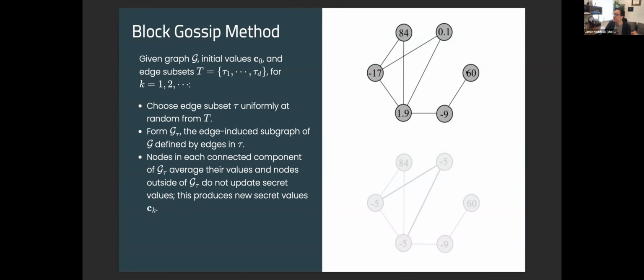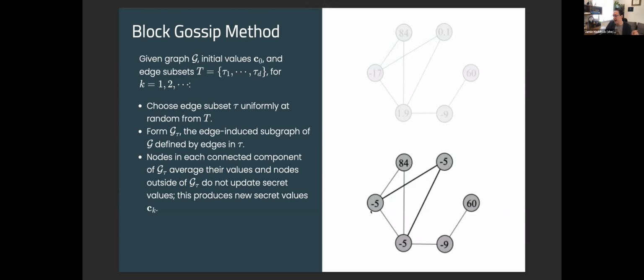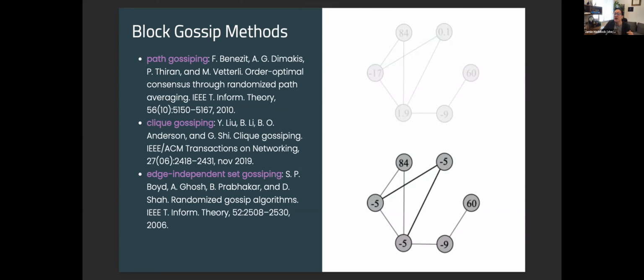Okay, so if we're looking at this picture, I'm going to imagine sampling the two edges connecting -17 and 0.1, and then 0.1 and 1.9. The edge-induced subgraph is just the path on those three nodes, and we allow the nodes along that path to average themselves, which averages to -5. Okay, so that's the block gossip method. We just repeat this process over and over again. There are multiple forms of block gossip methods. I'm highlighting three particular structures here. One popular protocol comes from sampling paths, one from cliques, and then one from sampling what are called edge-independent sets.